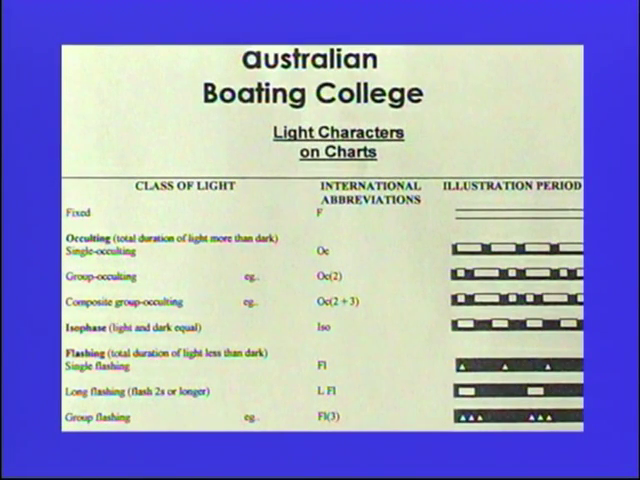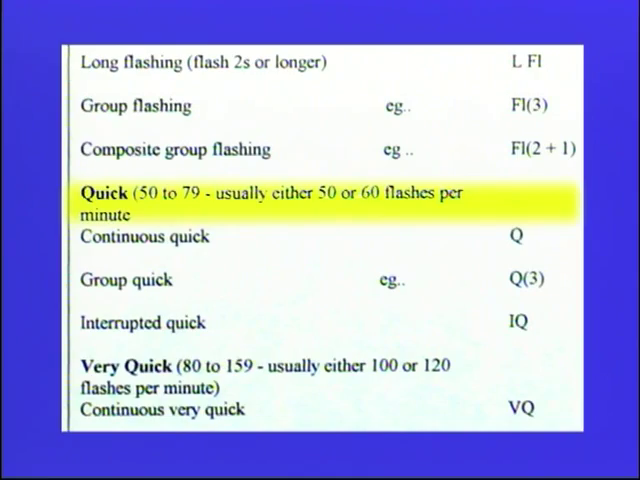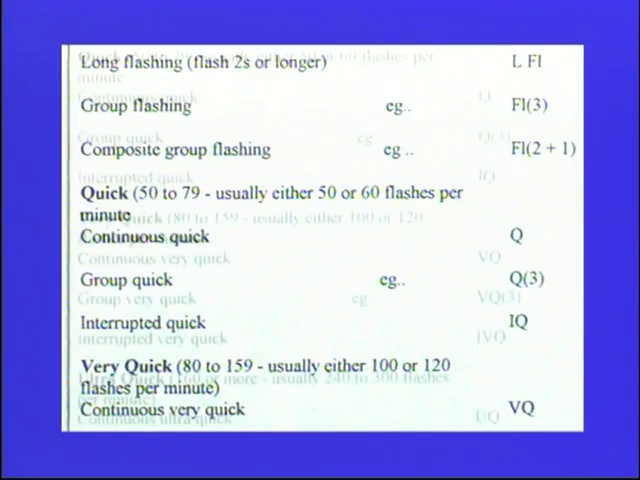The way this table works is that on the left column it shows us the definition of the light. The middle column tells us the abbreviation we'd see on the chart, and the right column shows an example of its flashing sequence. So if we go down to quick, you can see it there in the middle. Quick, 50 to 79, usually 50 or 60 flashes per minute. In other words, 1 a second.